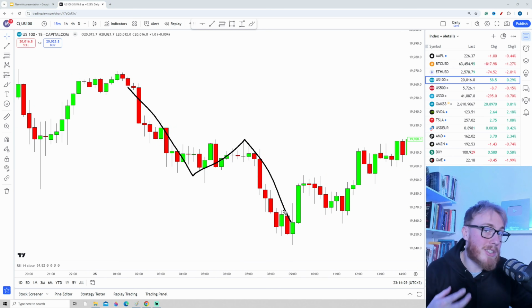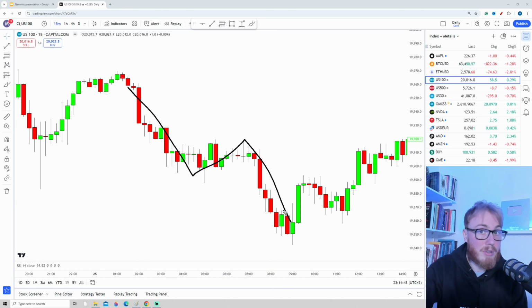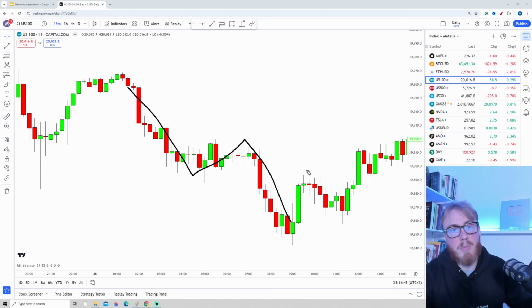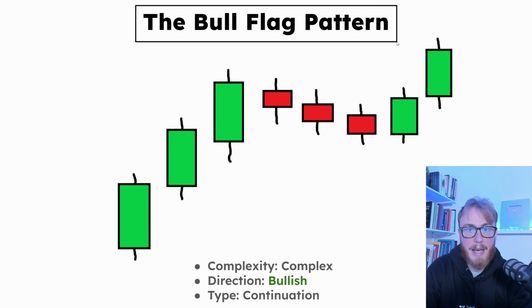So momentum candles can be really powerful, but they are best used together with other concepts, like for example, market structure. And we will talk more about that later on in this course. But alright, so last but definitely not least, I want to show you guys the bull flag pattern.